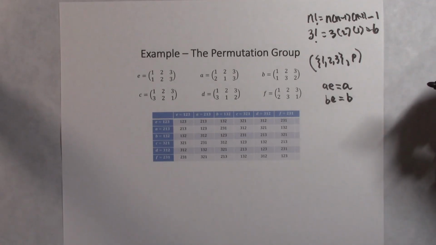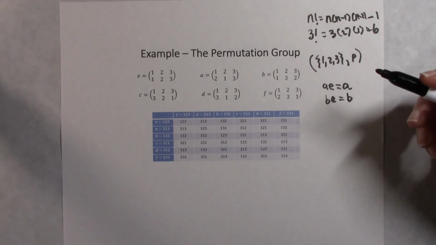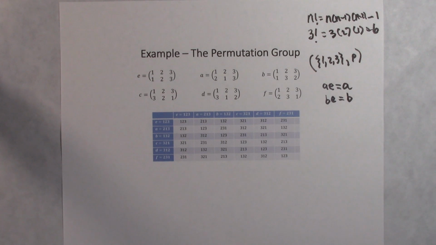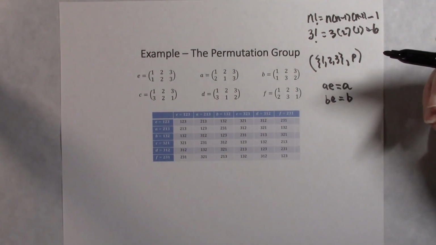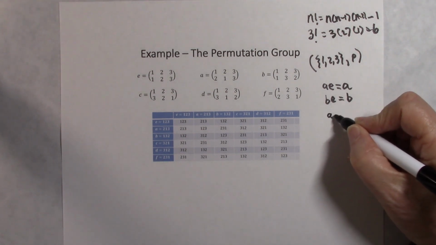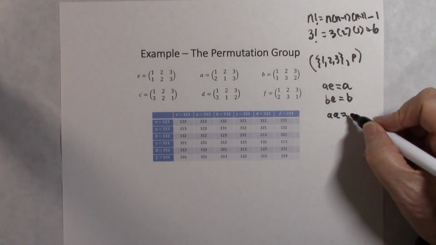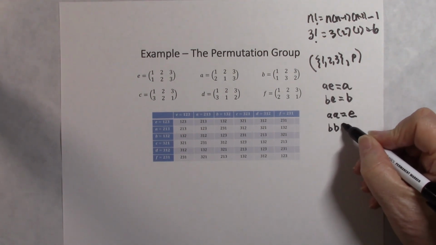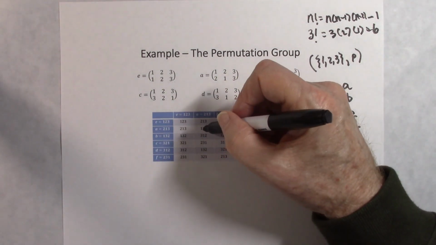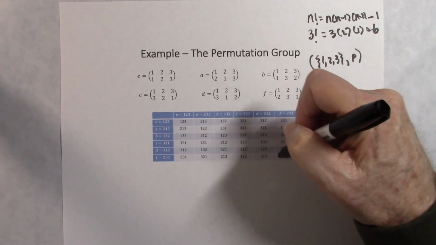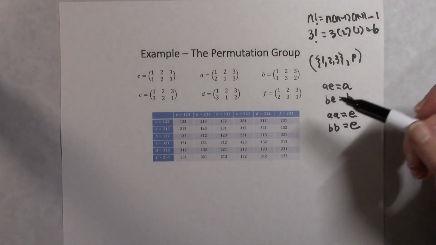Now, what about the inverse? Well, let's see. It turns out that each of these permutations is its own inverse. So if we do A, A, we would get E. B, B, we would get E. And you can see that in the chart here if you go down the diagonal here.